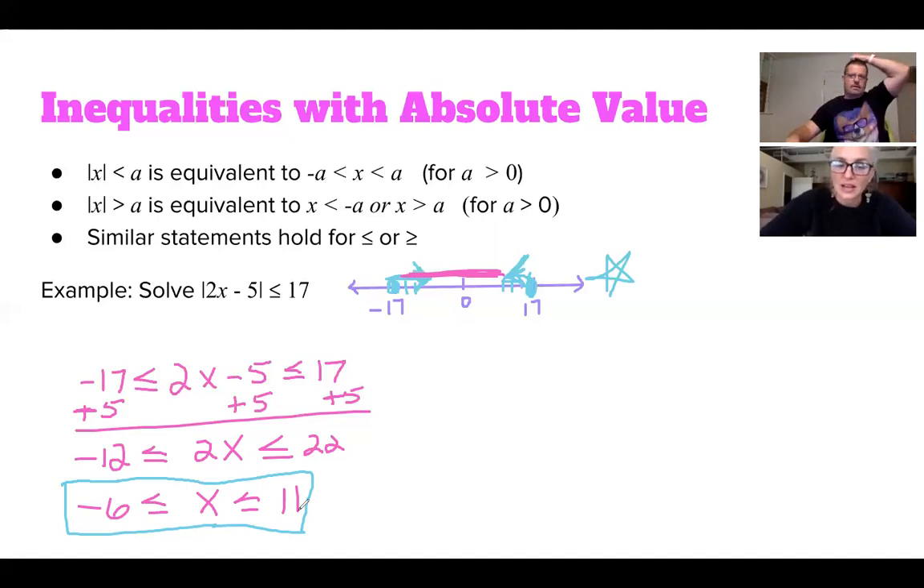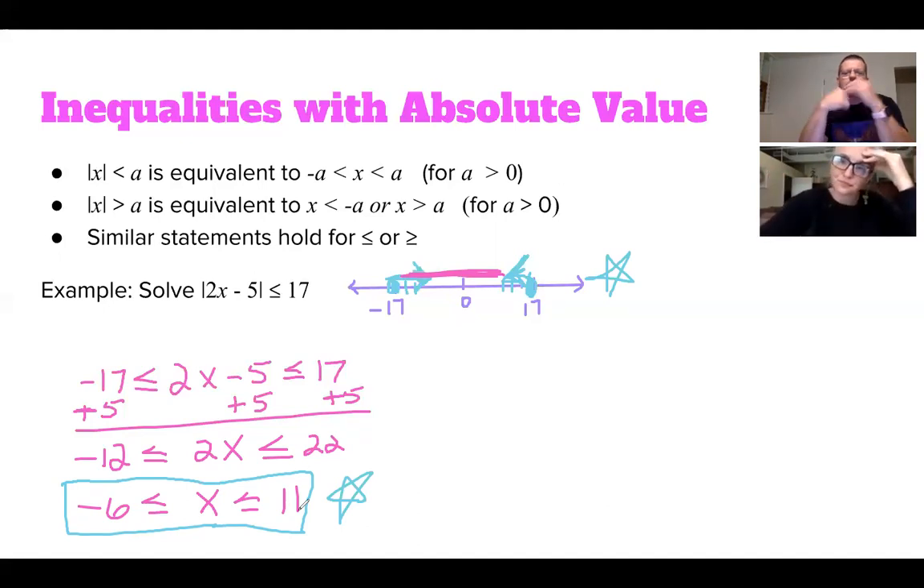And this is actually where your solutions will lie. It will be all the numbers between negative 6 and 11, including negative 6 and 11. So if I pick a number like 0 between negative 6 and 11 and plug it in, I get 2 times 0 is 0, minus 5 is negative 5, but the absolute value of negative 5 is 5, and that's less than 17, so I'm good to go.